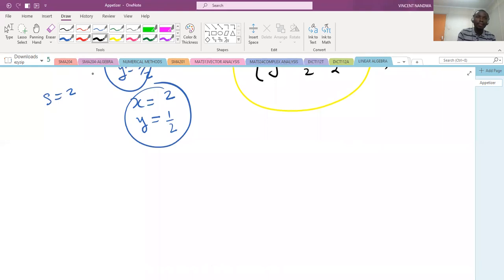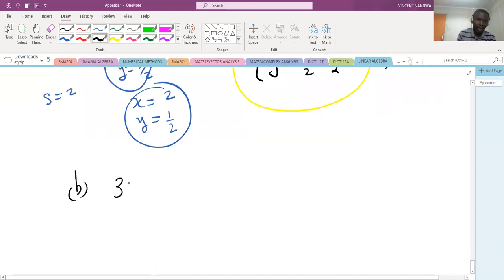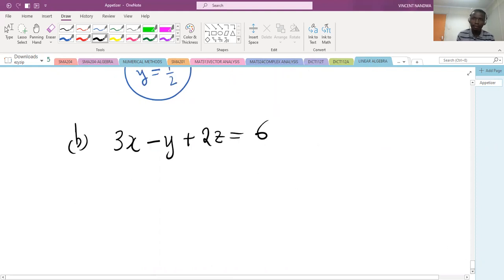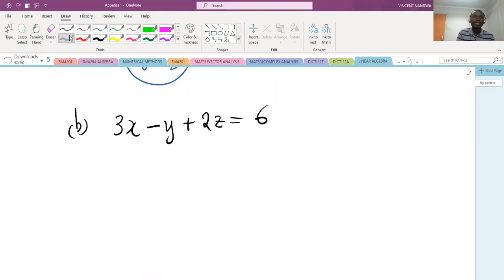And then B, I have 3x minus y plus 2z equals 6. So this is another equation, and you are asked to solve this one. Because we have 3 variables here, there are 3 different ways of doing it. You can fix x or fix y or fix z, and then you'll get different sets of solutions, but all of them will be correct.